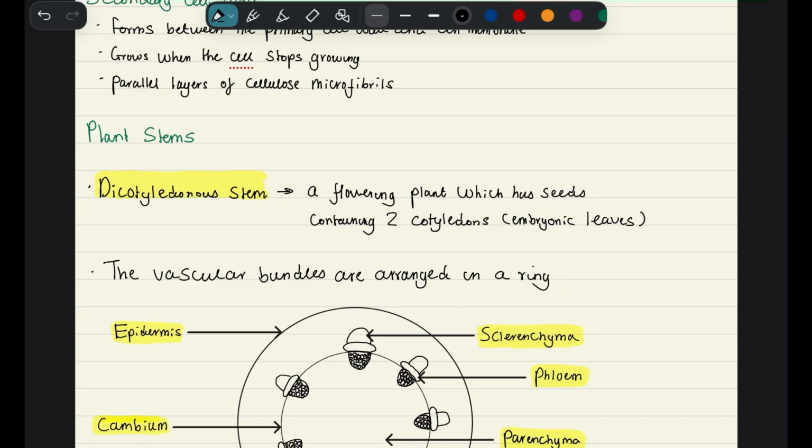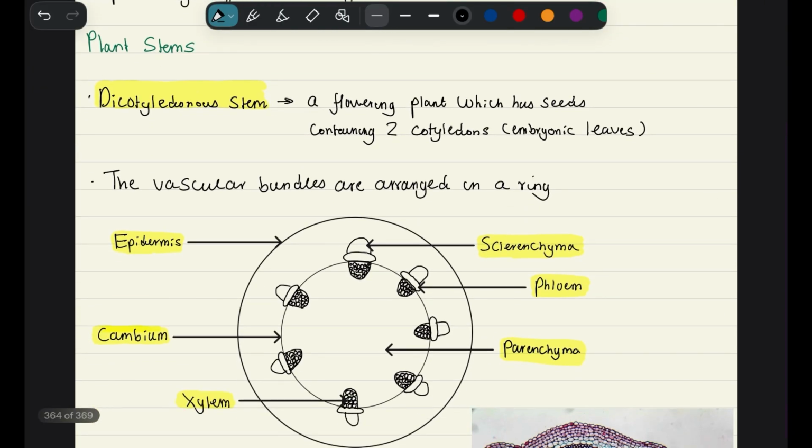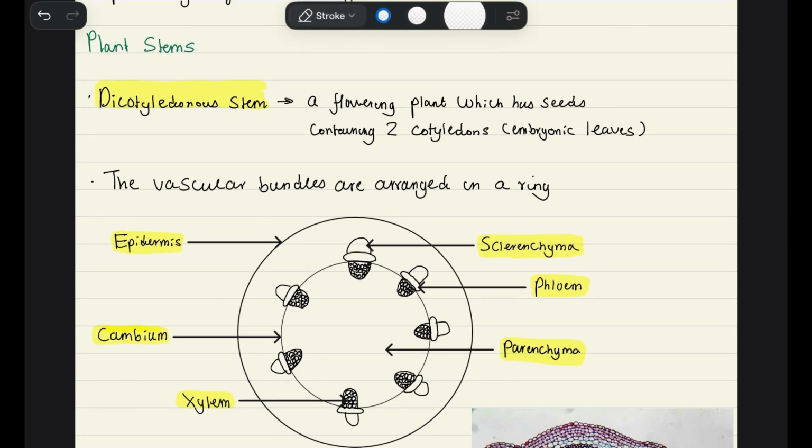Okay, let's get into the point of this lesson. We really want to talk about the plant stem. When we're talking about plant stems in biology, we're mainly going to be referring to dicotyledonous stems. So, new term, let's define it. A dicotyledonous plant is a flowering plant which has seeds containing two cotyledons. And a cotyledon is the embryonic leaf, so it's the first leaves that grow on the plant.